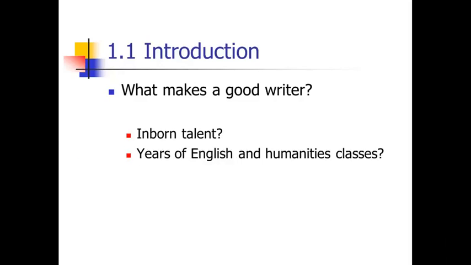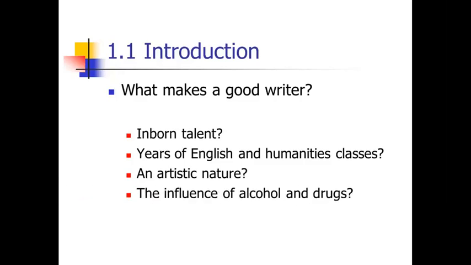Or you might think it takes years of English and humanities classes to become a good writer. And again, a lot of scientists don't have that. Or maybe you think it takes some kind of artistic nature. Or many people think maybe it takes the influence of alcohol and drugs. Or maybe some kind of divine inspiration, some kind of muse. So all of these things get associated. A lot of people think you need these to be a good writer. But in fact, I don't think you need any of these to be a good writer.